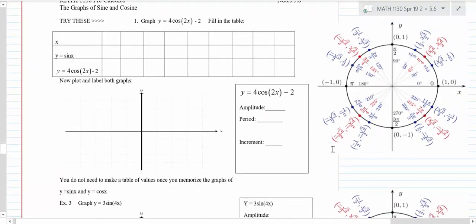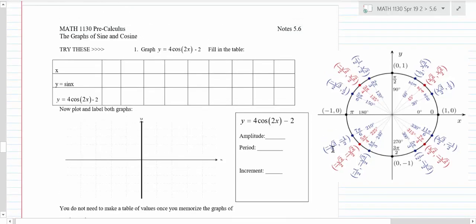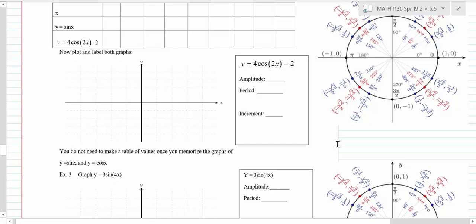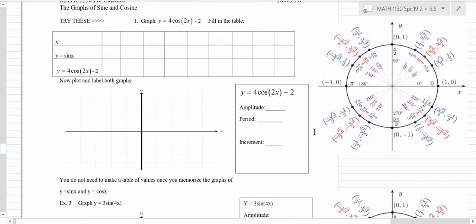Okay, let's go ahead and kind of start together on this one, and then I'll get you to finish up. So what you want to start with on this one is, what is the amplitude? Let's do the basic stuff first. So what's the amplitude? 4. What does that mean? Stretch. Stretch this way, right? Y values get multiplied by 4.